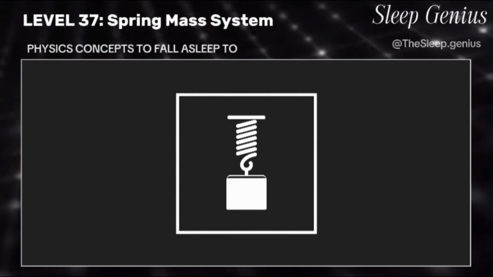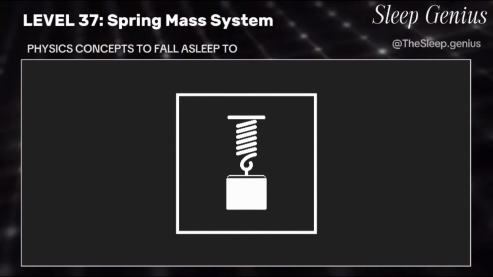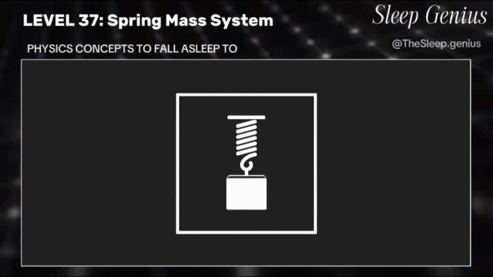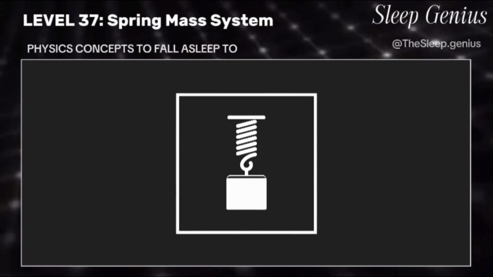The system moves in repeating cycles called oscillations. When displaced, the mass accelerates toward the equilibrium point. Energy shifts between potential energy in the spring and kinetic energy of the mass. Over time, damping can slow the motion, creating smaller oscillations until the system stops.